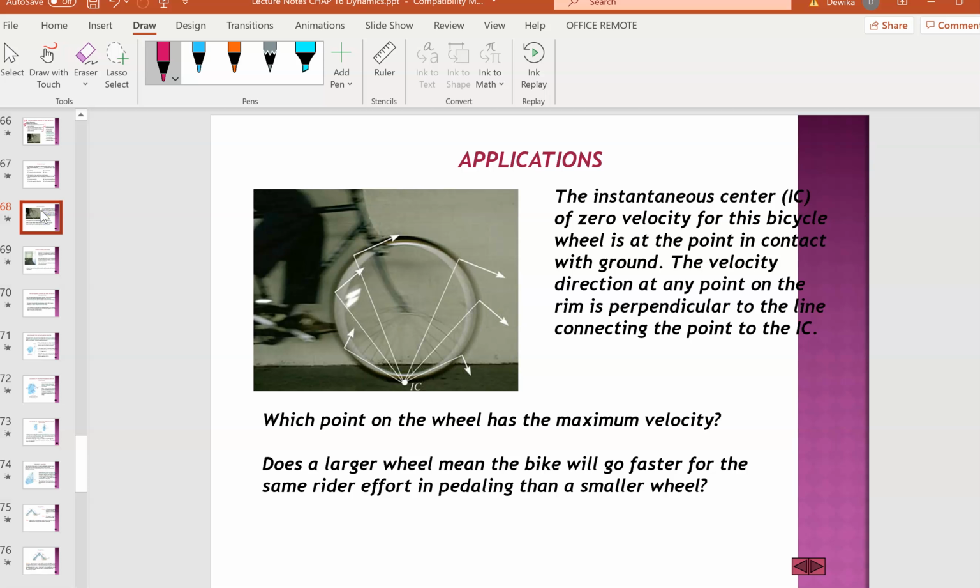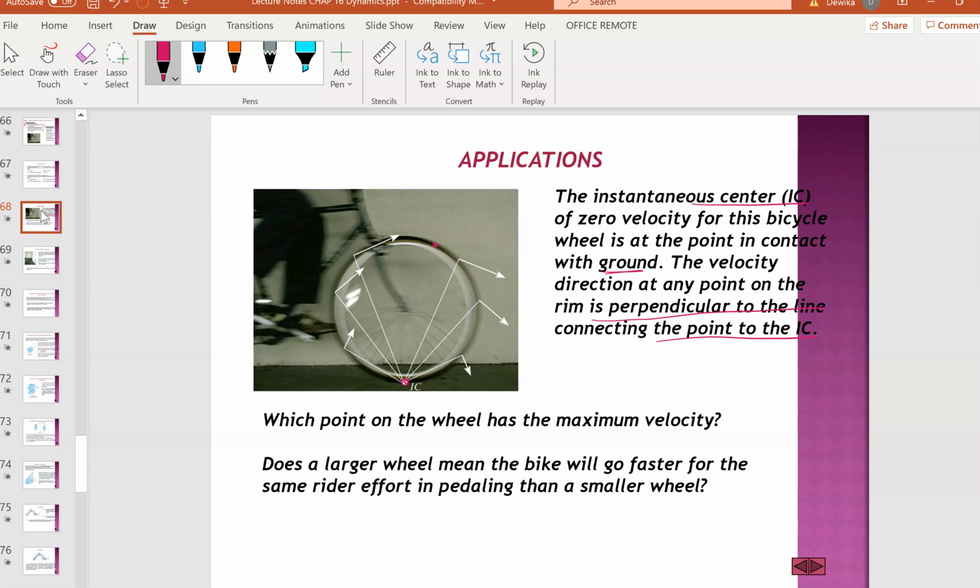So the application: the instantaneous center, or IC, of zero velocity of a bicycle wheel is at the point of contact with the ground. Can you see here? The velocity direction at any point of the rim is perpendicular to the line from the IC. Now, how do you find the IC? Very simple. Just pay attention here.